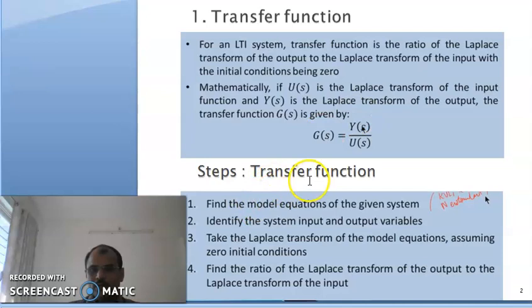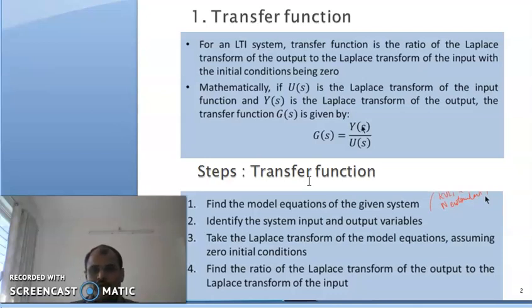To find the transfer function of any system, the generalized procedure is given here. First of all, get the operating equation of that system with the help of some basic laws. In case of an electrical system, Kirchhoff's current law and Kirchhoff's voltage law can be used as basic equations to get model equations. In case of a mechanical system, the modeling equations can be obtained from the Newtonian equations or the first principles of the system.